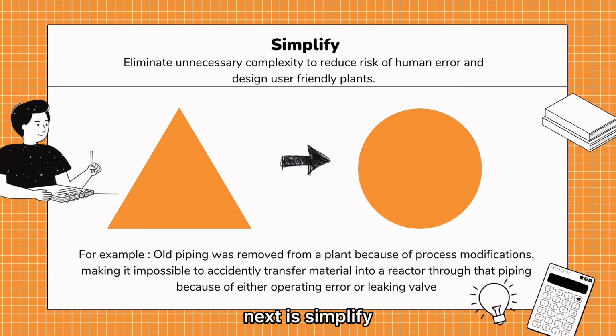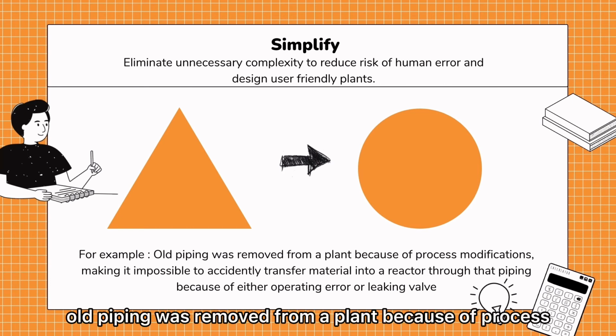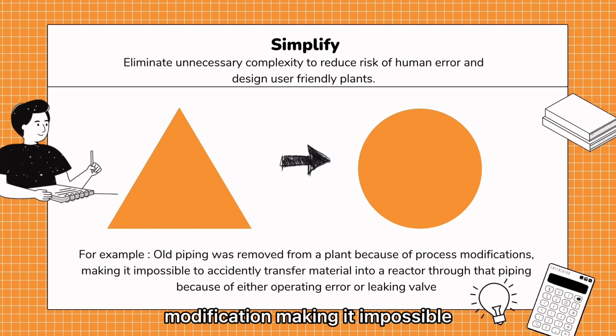Next is simplify, which means eliminate unnecessary complexity to reduce the risk of human error and design a user-friendly plant. For example, old piping was removed from a plant because of process modification, making it impossible to accidentally transfer material into a reactor through that piping because of either operating error or a leaking valve.